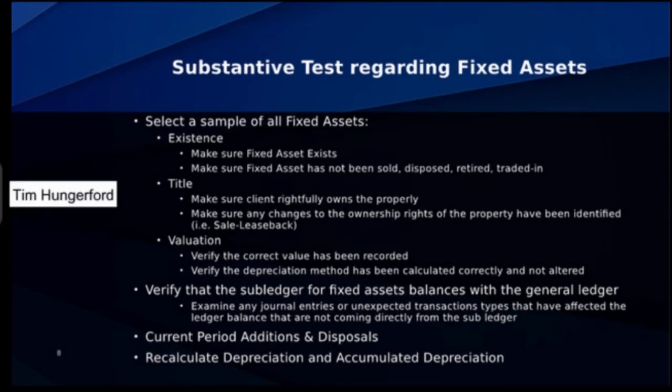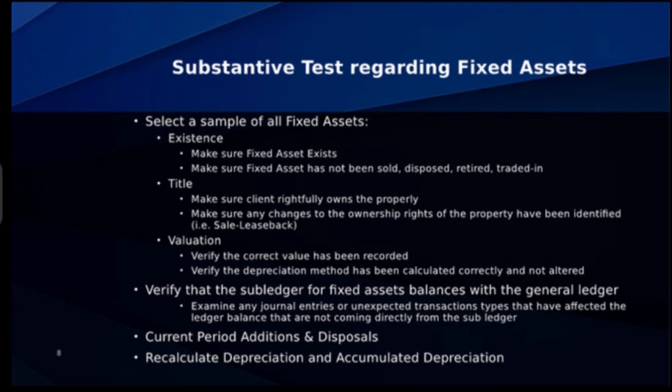When we get to the substantive tests for fixed assets, we're going to select a sample of all the fixed assets. We're going to make sure that those assets exist. Are they out there? Make sure they haven't been sold, disposed of, retired, traded in, stolen, whatever have you, but you're going to look for existence. You're looking at the title of those assets. Make sure the client rightfully owns that property.